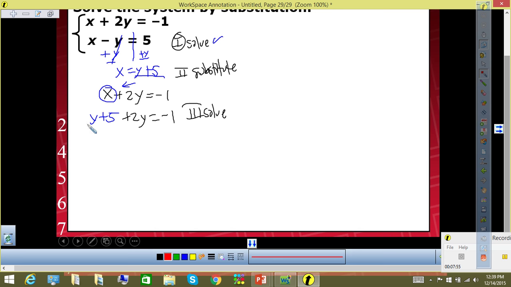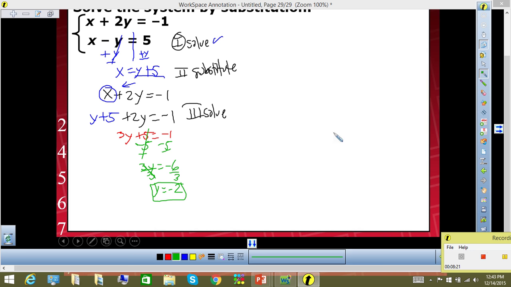Therefore, can I combine like terms? Yes, y plus 2y, that's 3y plus 5 equals negative 1. What do I do from there? Subtract 5 from both sides. 3y equals negative 6. And then divide by 3. Y equals negative 2. Copy that, please.